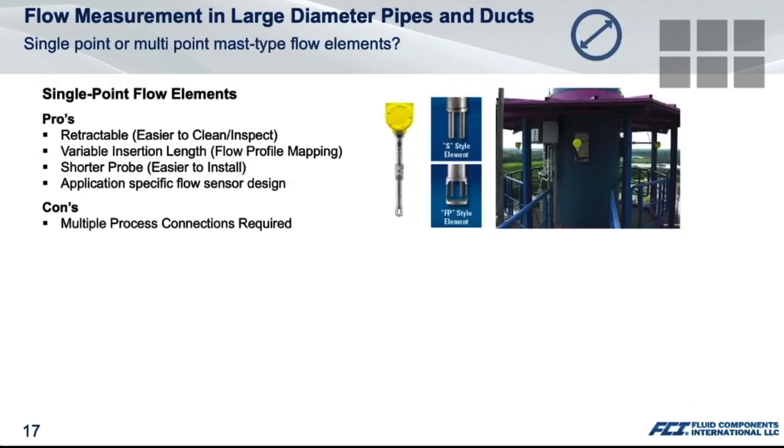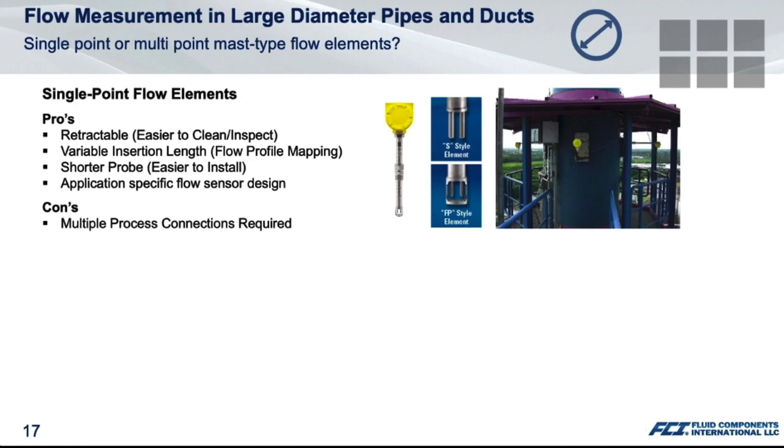So how do you know whether to use a multiple single point or multi-point mast-type flow element? Let's take a look at some of the pros and cons. For multiple single point flow elements, retractable. It can be retracted through a ball valve, and it allows you for ease of cleaning and inspecting the flow element. Variable insertion length. This allows you to be able to do flow profile mapping within that pipe.